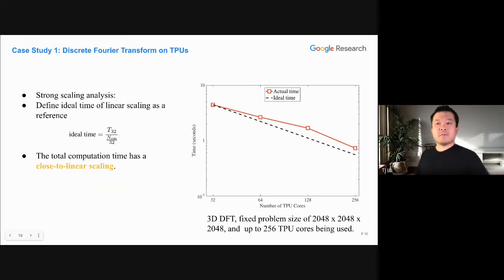This is another example for DFT. It's a 3D DFT. The problem size is fixed at 2K by 2K by 2K. We use up to 256 TPU cores. We also define the ideal time for a reference, which is from linear scaling and with respect to 32 cores. It can be seen that a close to linear scaling is also achieved for the 3D DFT.